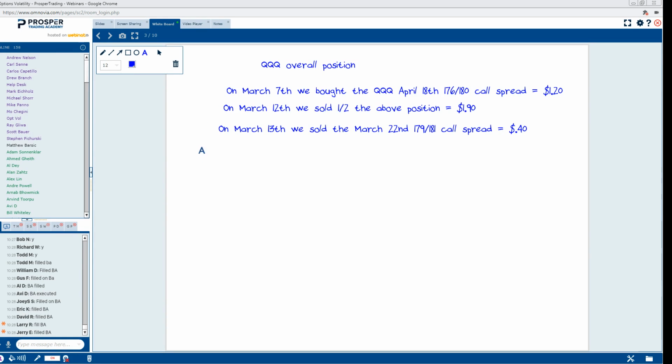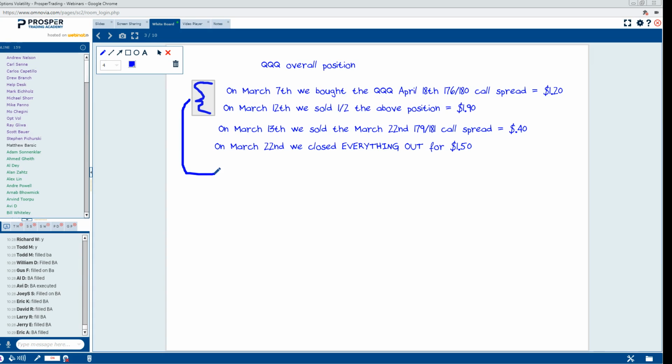And then today, on March 22nd, we closed everything out for $1.50. Now, how does that play into the individual spreads? We can break it down. Let's talk about the first part.